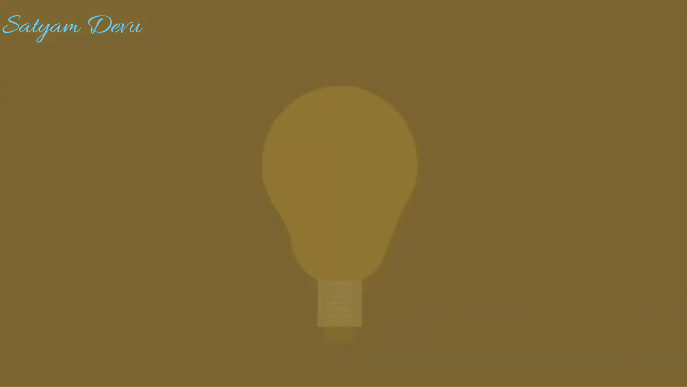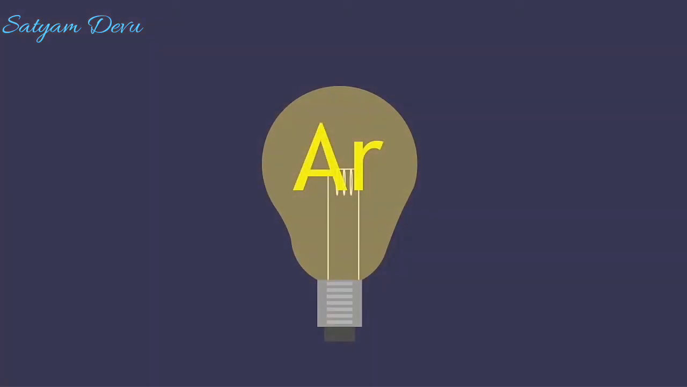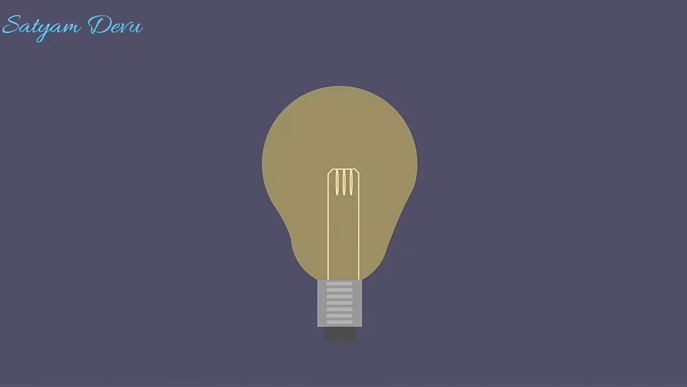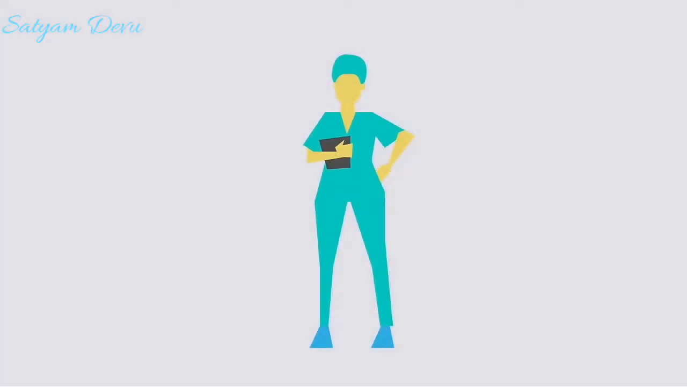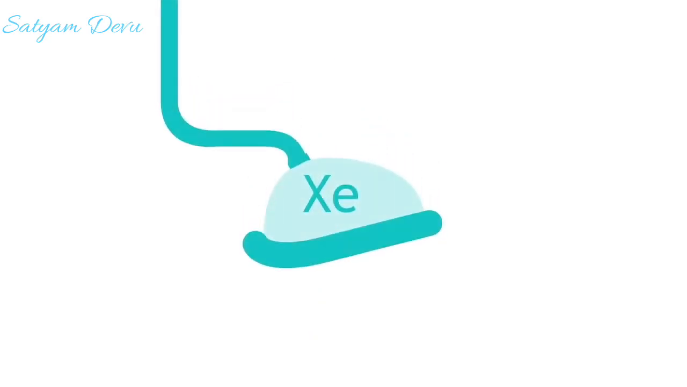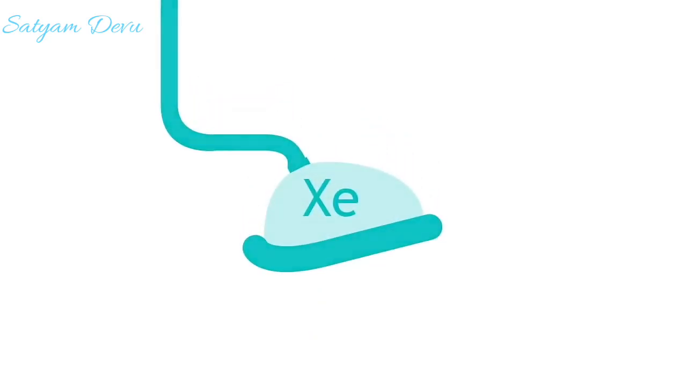Light bulbs are filled with argon. Unlike air, it will not react with the tungsten filament. Noble gases are also applied in medicine. Xenon is an effective natural anesthetic. It helps doctors maintain the patient's blood pressure and heart rate during operations and has particularly few side effects.